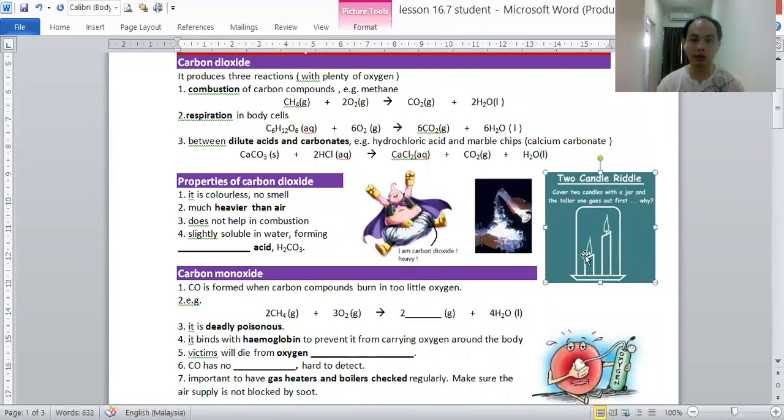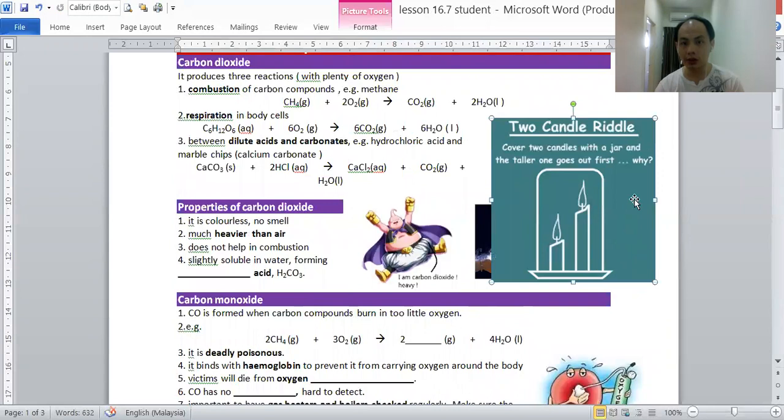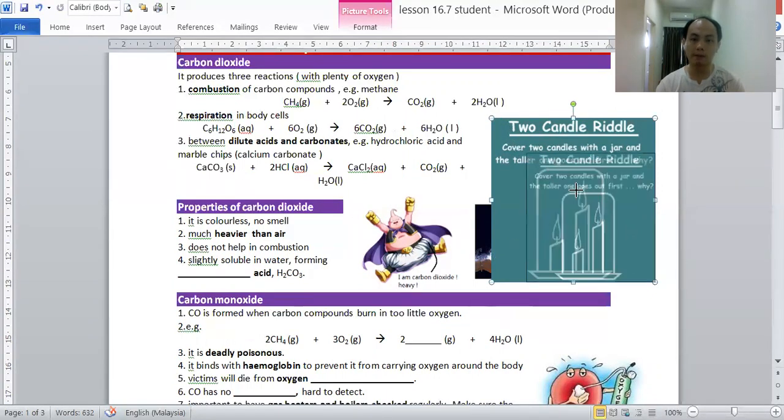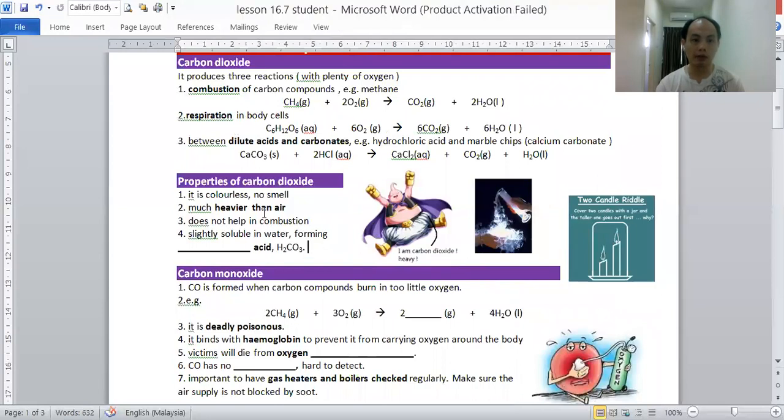So these two candles, right? Which one will go out first? So the answer is the short one will go out first. Why? Because the carbon dioxide will accumulate at the bottom part first, will sink to the bottom. So the short one will go out first. Okay, that's all. Property of carbon dioxide: heavier, and it slightly dissolves in water and forms carbonic acid.